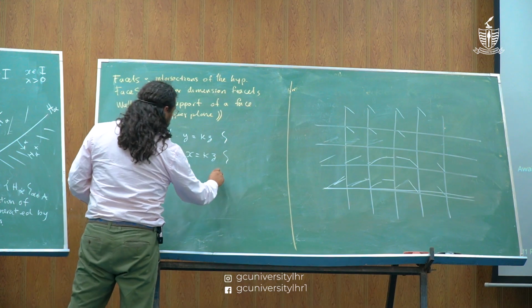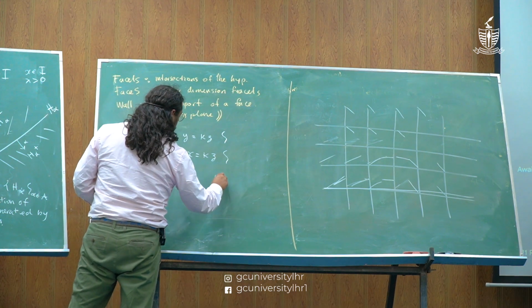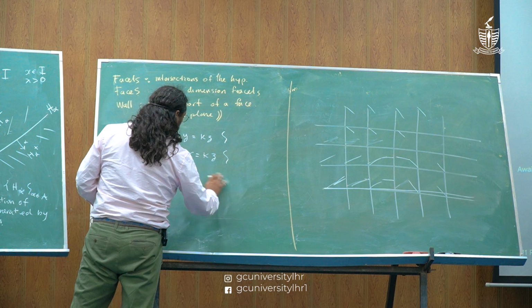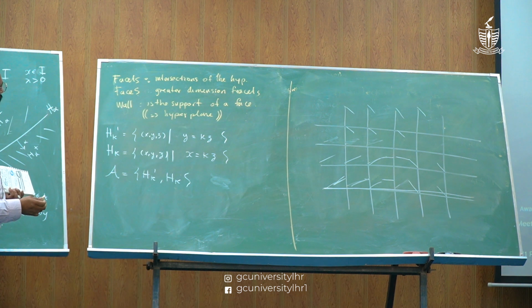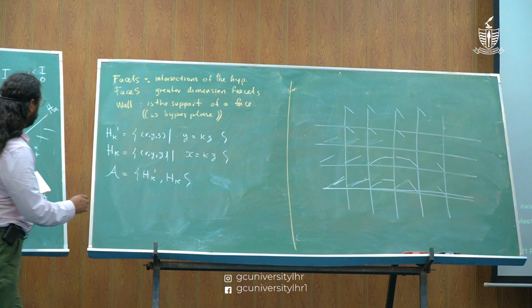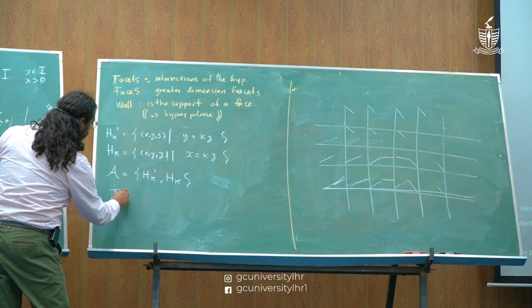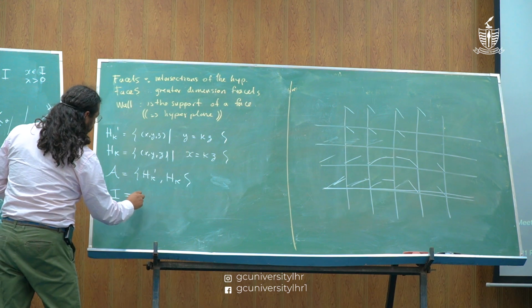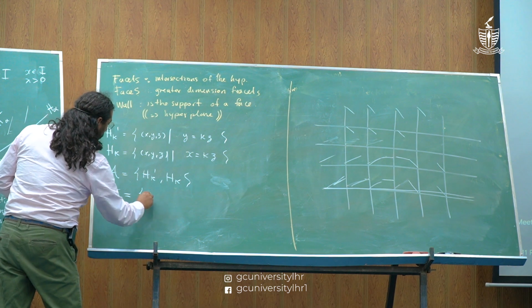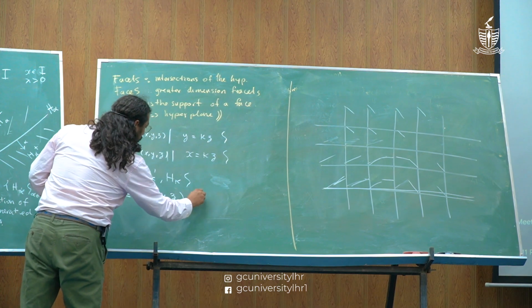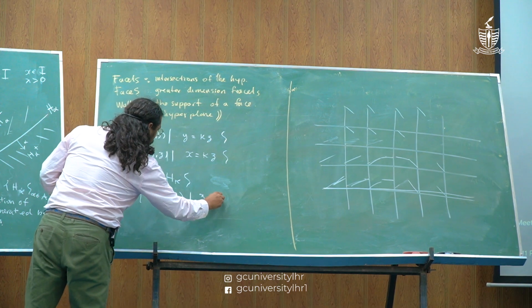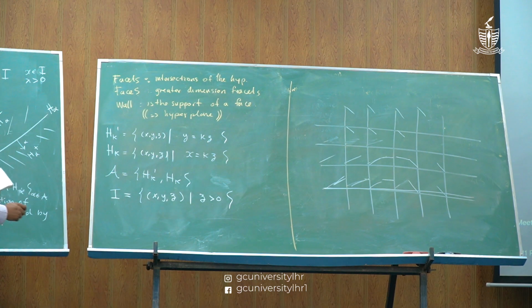What is important is that all of these hyperplanes intersect a cone, okay? And what is the cone here? So the cone will be x, y, z. Like this, okay?